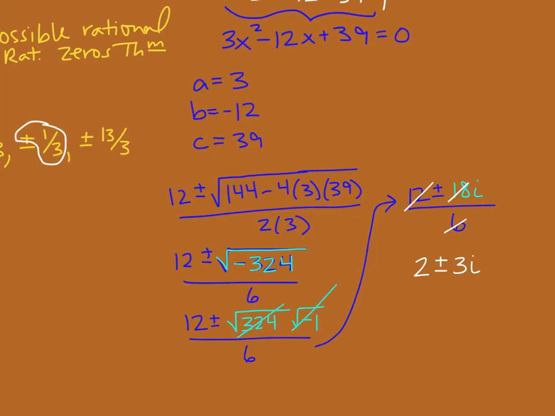So our two imaginary roots are 2 plus or minus 3i, and our real root we found earlier was 1/3. So here are our 3 roots of our cubic function: 2 imaginary roots, 2 plus 3i, 2 minus 3i, and 1 real root that is rational, 1/3.